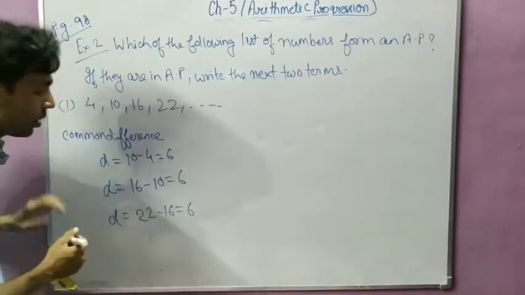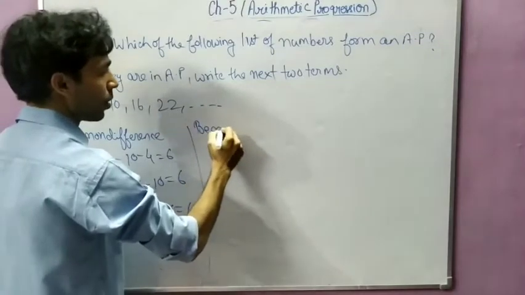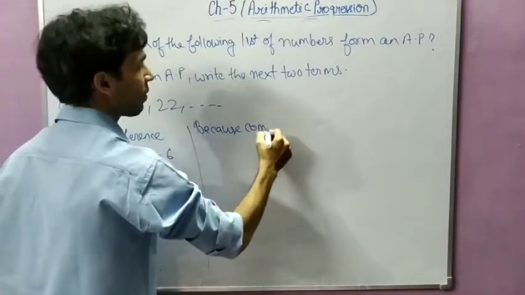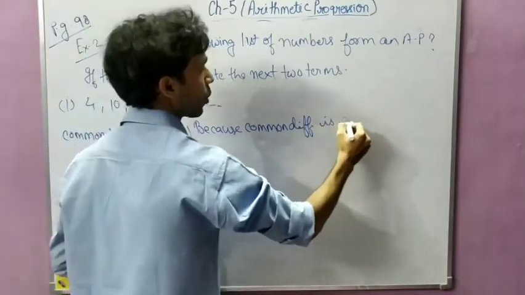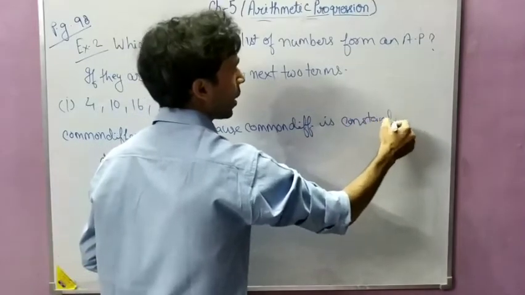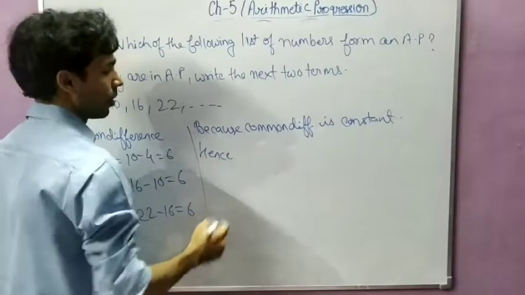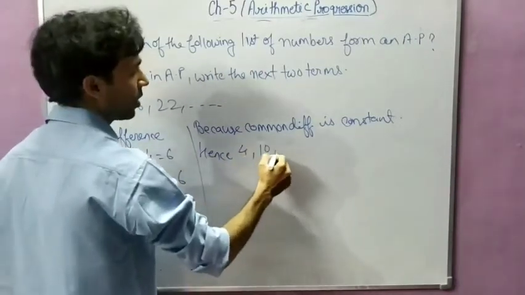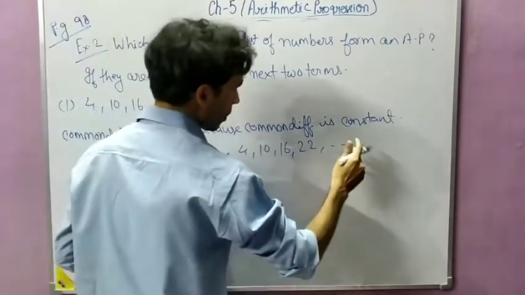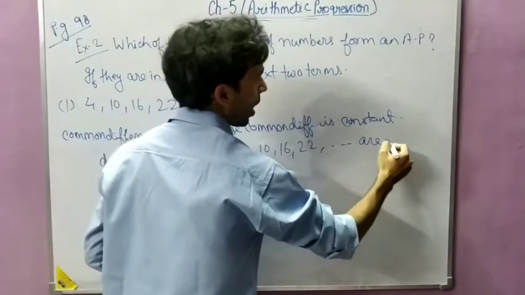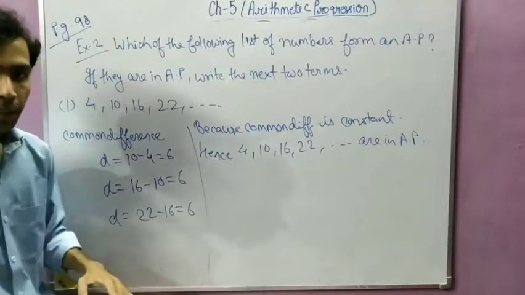It means that, because the common difference is constant, and in an AP the common difference is always constant, hence 4, 10, 16, 22, dot dot dot are in AP. Okay, now they are in AP, so you have solved that.